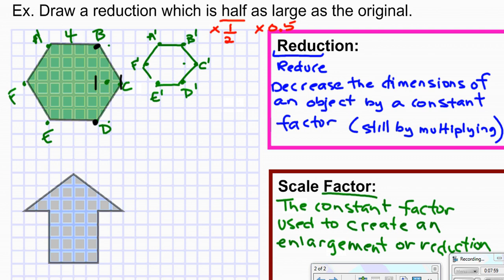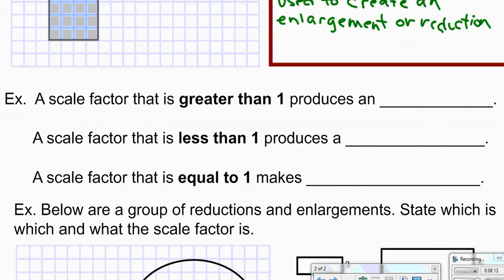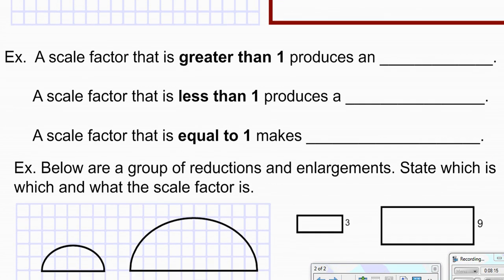Using our ruler, connect your spots. There's your new hexagon, more or less. And so again, you're going to use a scale factor of half, and you're going to make the arrow half as big. And we'll check that tomorrow.